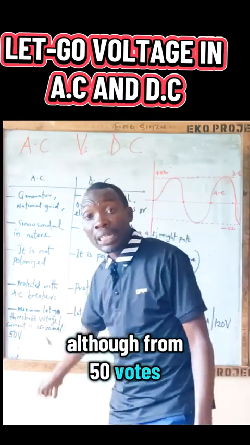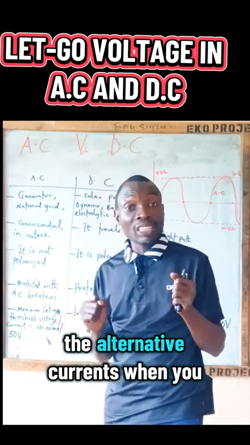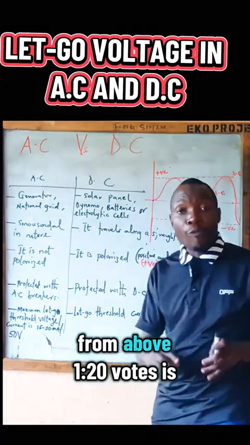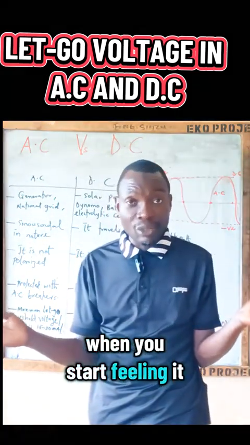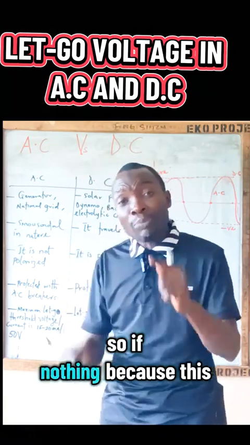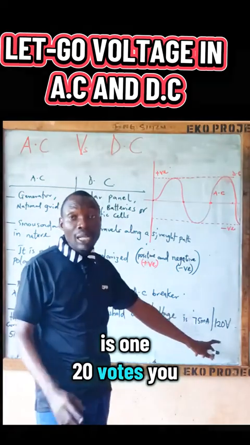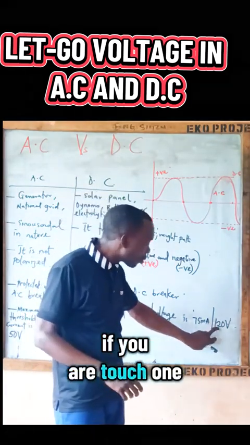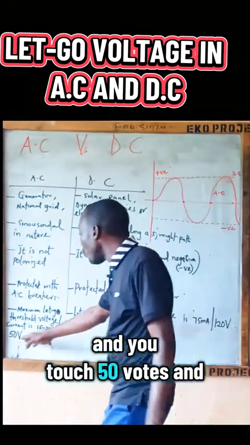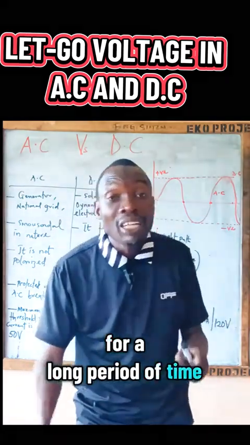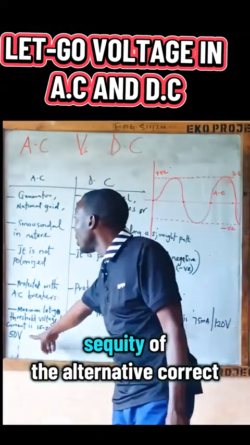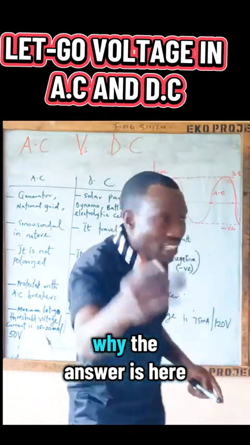Although from 50 volts, you are going to feel the alternating current when you touch it, with direct current it is from above 120 volts that you start feeling it, when it could have an effect on your body. So do not think that because this is 120 volts, you can touch it anyhow. If you touch 120 volts and above, or 50 volts and above, for a long period of time, the severity of direct current will be higher than the severity of the alternating current. Why? The answer is here.